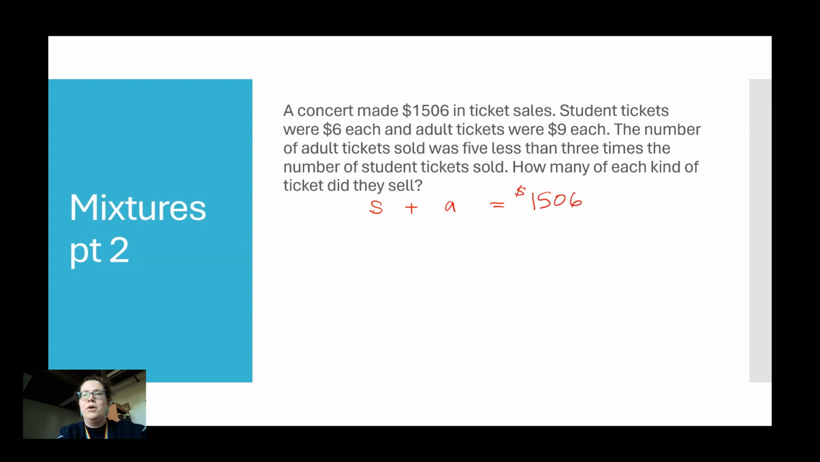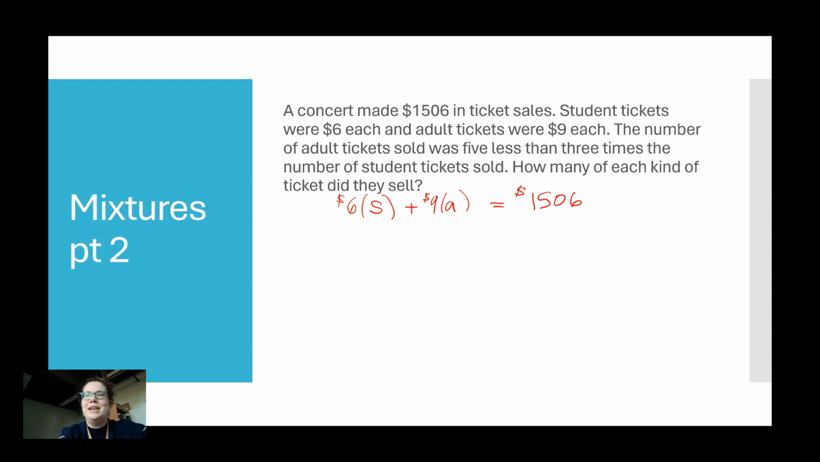So I don't want number of student tickets. I want number of dollars made from student tickets. So each one was $6. So 6 times the number of student tickets and 9 times the number of adult tickets. Those are my prices or my values for these ones, right? That's what we have in common is dollars.